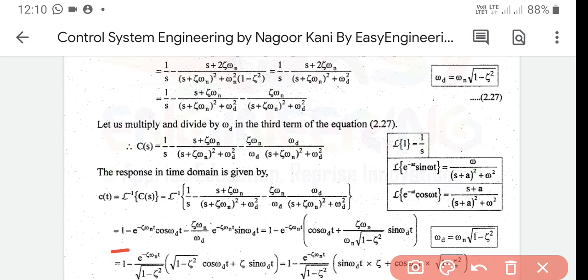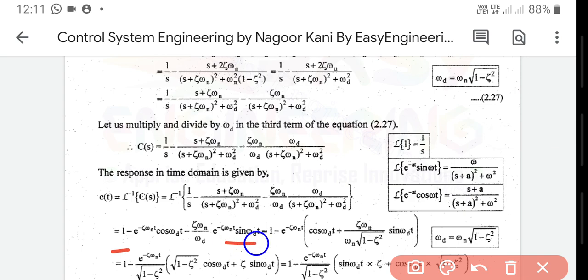Okay, minus zeta omega n by omega d into, so it is in the form of omega by (s plus a) whole square plus omega d square, third term. So you can write it as e power minus at into sin omega t. So you can write it as e power minus zeta omega n t into sin omega d t.